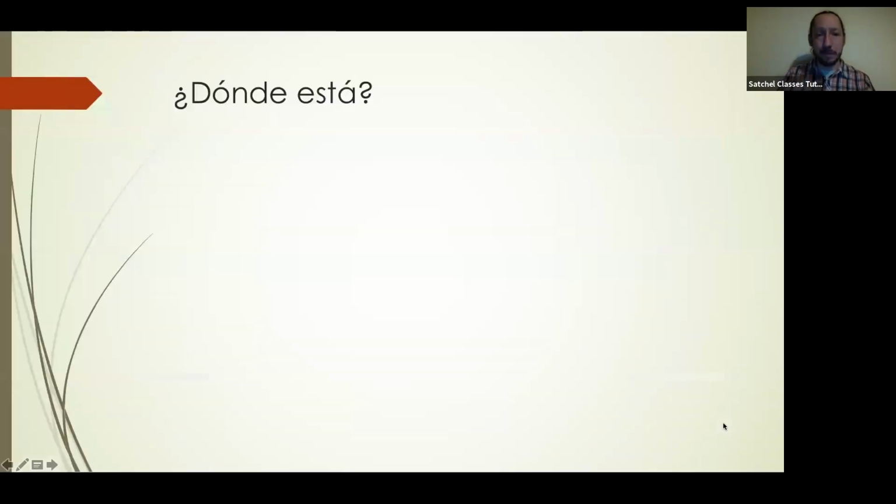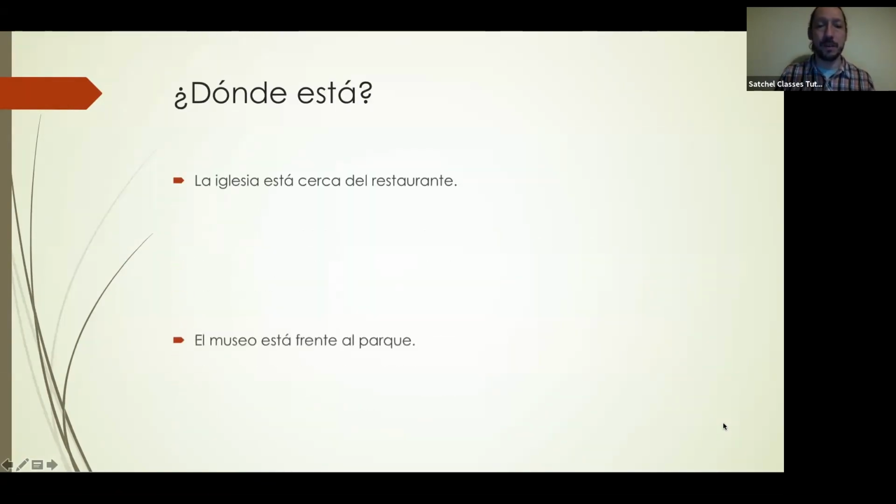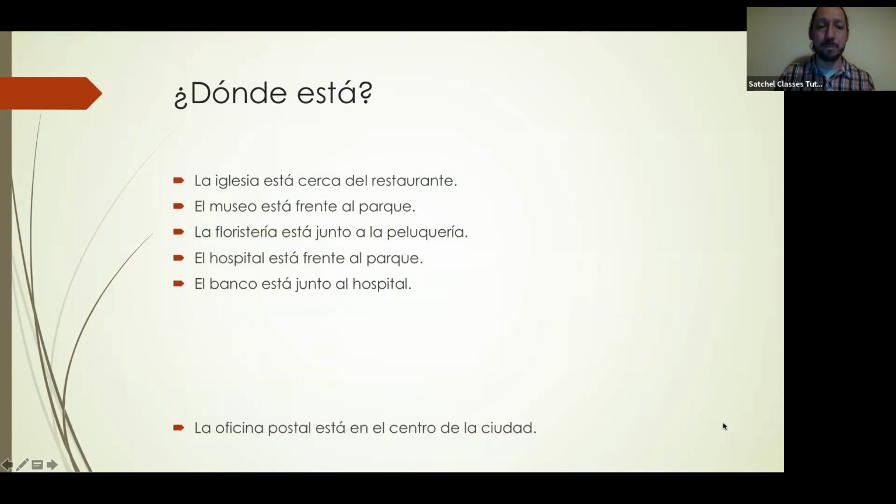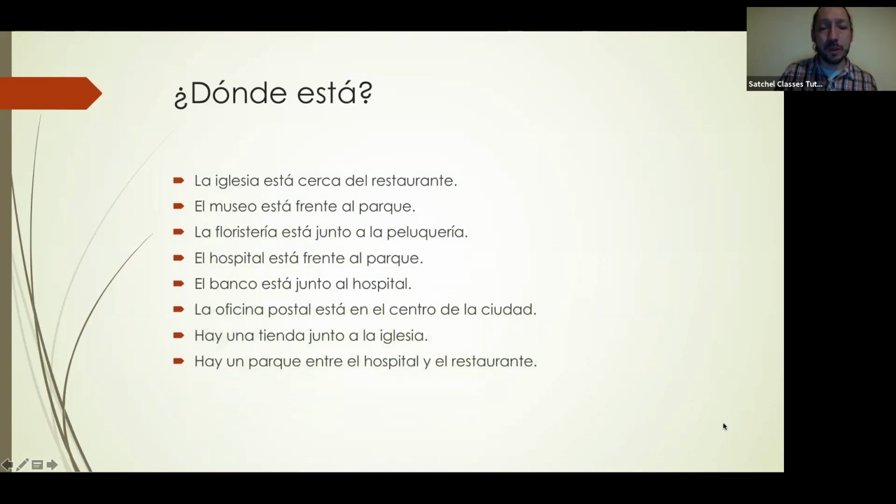Perfect. So now my question to you is, ¿dónde está? And what I would like you to do is I'm going to give you some sentences. Here we go. And what I would like you to do is I want you to translate them into English. I'm going to give you 3 minutes for that, and then we are going to see what they actually mean. 3 minutes, and I'm going to just go away from the screen so you don't get distracted, and then we'll see each other in about 3 minutes. Go for it.